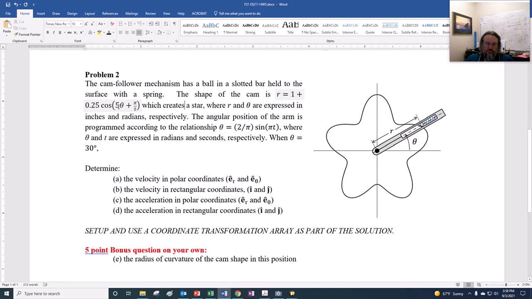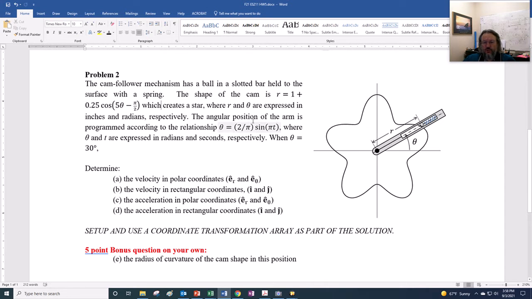R is equal to 1 plus 0.25 cosine 5 theta, oh, it should be minus. I'm sorry, I made a mistake there. It should be minus. Fixed it. Okay, minus pi over 2, and that creates a star. And it does, in fact, create a star, and I'll show that in a second, where r and theta are expressed in inches and radians, respectively.